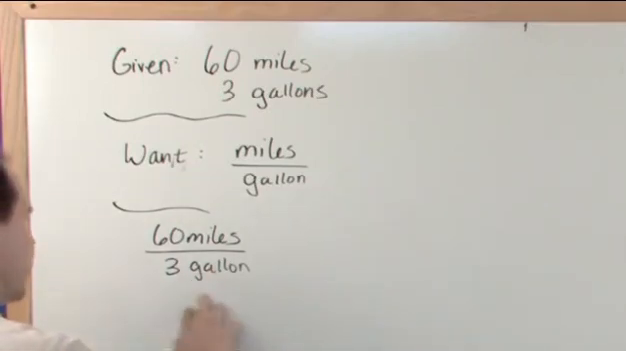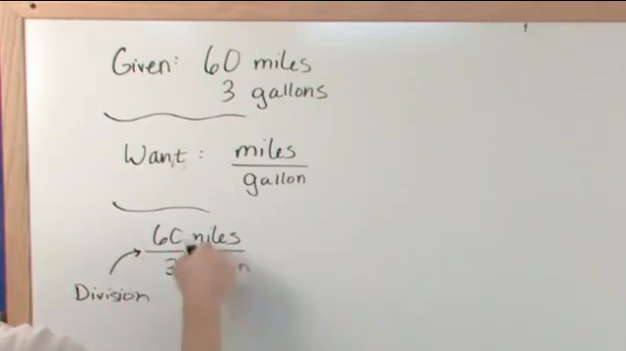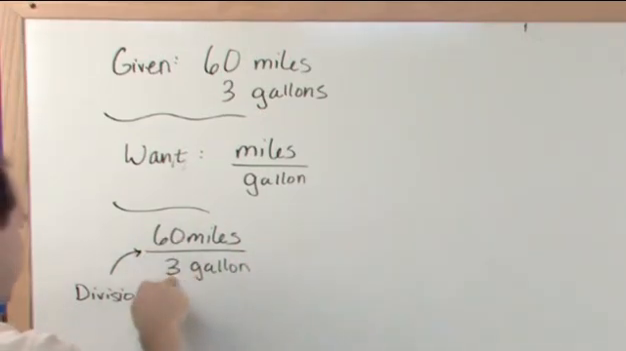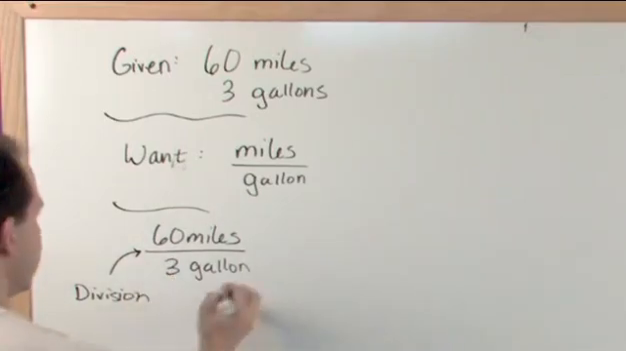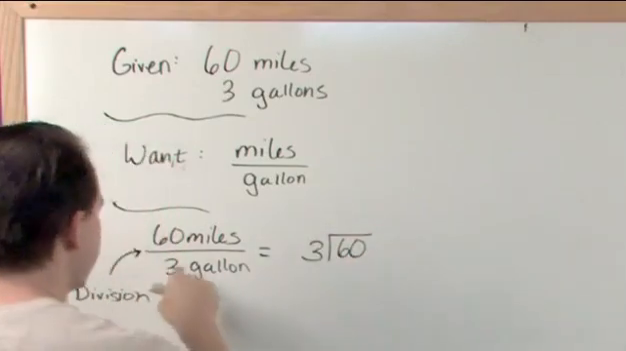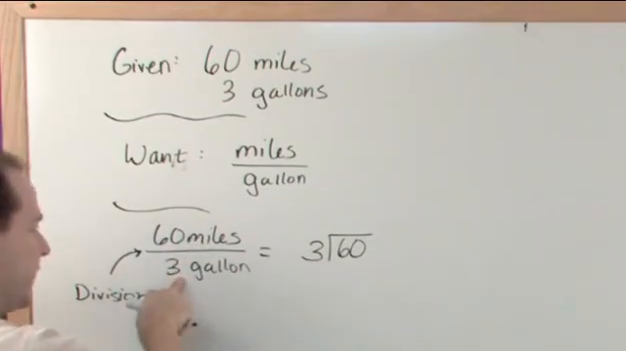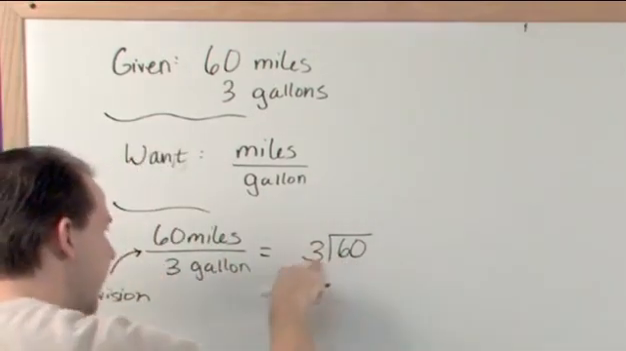If you were to look at this, now I will open your eyes a little bit and tell you that this little bar here means per, 60 miles per 3 gallons, but it also means division. This little bar here with something on top and something on bottom also means division. 60 miles per gallon, okay? So if I take the 60 and divide it by the 3, I will have 60 miles divided by 3 gallons.